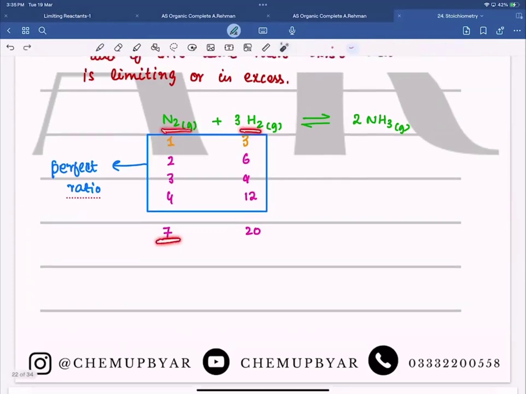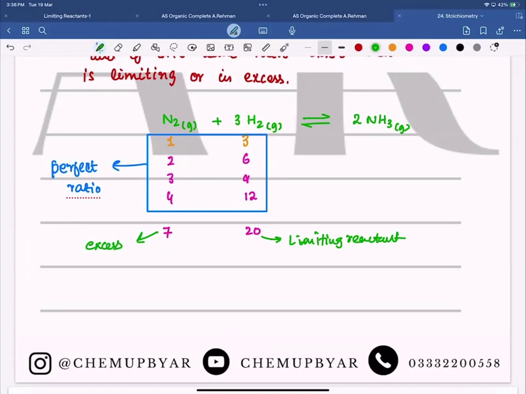So if there are 7 moles, then this must be 3 times 7. For 7 moles, I need 21 moles of hydrogen. But instead of 21 moles of hydrogen, I have 20 moles of hydrogen, which indicates that it becomes the limiting reactant. And this becomes excess.